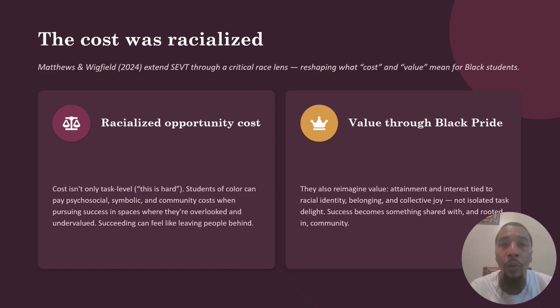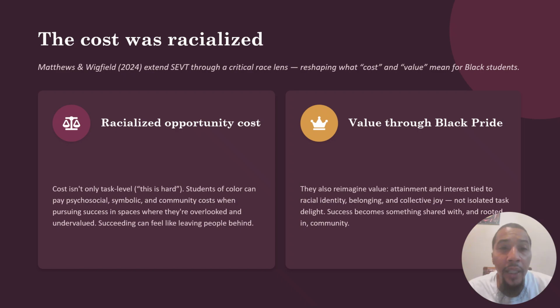Here's the piece that most educators would miss, and it turned out to be central for Jada. Matthews and Wigfield in 2024 extended situated expectancy value theory through a critical race lens. Two ideas. First, racialized opportunity cost. Cost isn't only task level, like "this is hard." Students of color can pay a psychosocial, symbolic, and community cost when they pursue success in spaces where they are overlooked and undervalued. Succeeding can feel like leaving your people behind. Second, they reimagine value itself through what they frame as Black pride, attainment and interest, values tied to racial identity, belonging, and collective joy, rather than an isolated delight in a task.